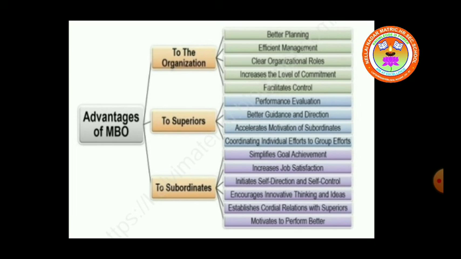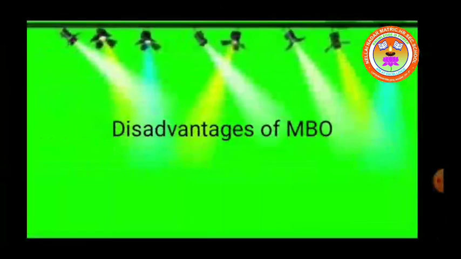Now we'll move on to the disadvantages of MBO. MBO fails to explain the philosophy. Most of the executives do not know how MBO works, what MBO is, and why MBO is necessary, and how participants can benefit by MBO.